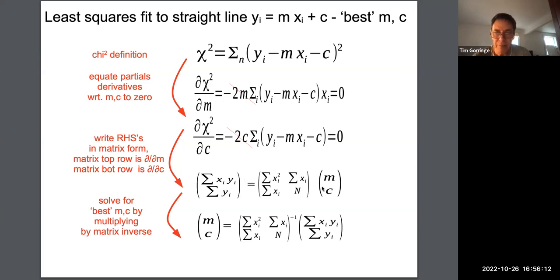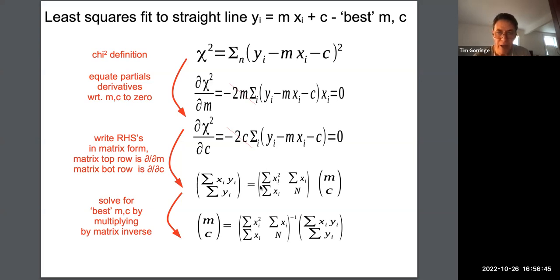You can see probably that if you take this column vector M, C and you multiply the top row of this 2x2 matrix, that gives you the terms, if you check it, that are in the first partial derivative. And if you multiply the column vector with M and C by the bottom row of the matrix, you get the second partial derivative. You get terms in that. And so that's where this equation comes from.